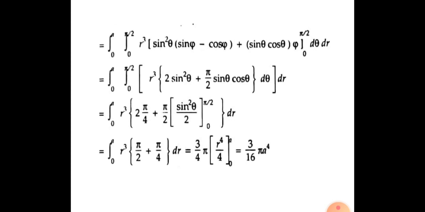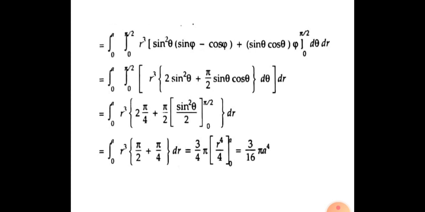Here r cube sin square theta, sin phi plus cos phi, plus sin theta cos theta. Integrating with respect to phi first, the entire term is constant, and integration of d phi is phi. So r cube sin square theta plus pi by 2 sin theta cos theta d theta dr. Then integrating with respect to theta, r cube, 2 into pi by 4 plus pi by 2 sin square theta by 2, limit 0 to pi by 2.